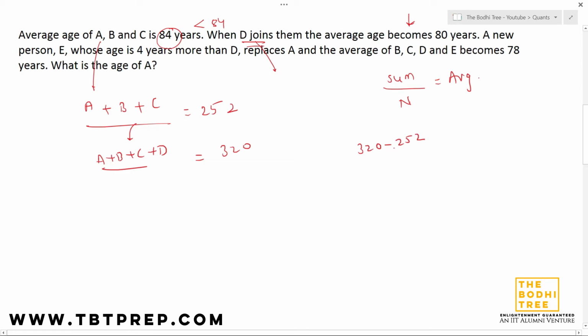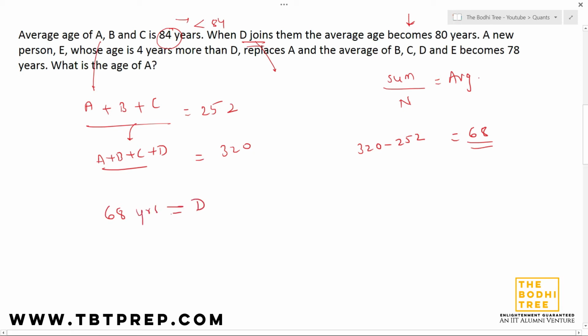I don't know whether they have asked for D, I'm just telling you how we can find the values, right? So 320 minus 252. How do we do that? Do one thing, we'll do 320 minus 250, that is nothing but 70, but we have to subtract this extra 2 as well, right? So basically this is 68. So I got the age of D. D's age is 68, and that is what we predicted, it should be less than 84. So D's age is 68 years.